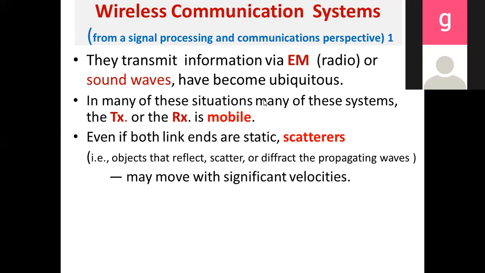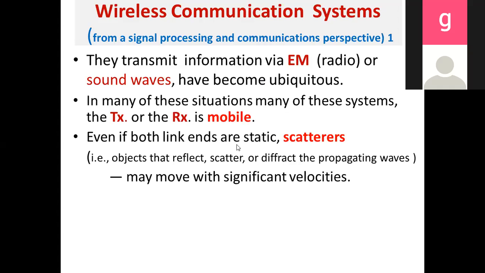In many of these systems, the transmitter and the receiver are both mobile. This is the kind of scenario. To transmit information, we use electromagnetic waves in case of radio communication, and sound waves in case of acoustic communication. Wireless communication is everywhere, and in many situations both ends are mobile, or maybe only one of the transmitting or receiving sources is mobile.